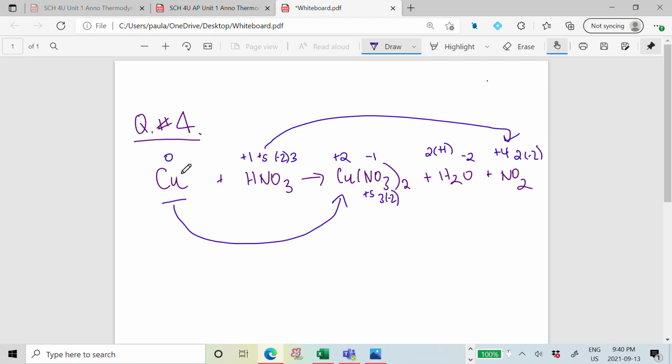So copper is already balanced, 1 and 1. It's going from 0 to 2. It's becoming more positive. So that's 2 electrons that are lost, Leo. Nitrogen has +5 going to +4. There's only 1 nitrogen on each side already. So that's 1 electron, and it's gaining because it's becoming less positive. So this is a GER.